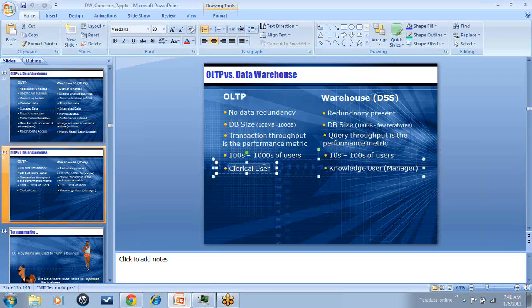And finally, the type of users. In OLTP they are clerical users, but here it is knowledge users and managers. Those who use the data warehouse system are almost all managers and knowledge users. A clerical user who is responsible for the loans application, that loans clerical operator, will use that loans application. But here it is not application oriented, it is subject oriented. So the knowledge users, managers, and executive users only use the warehouses.